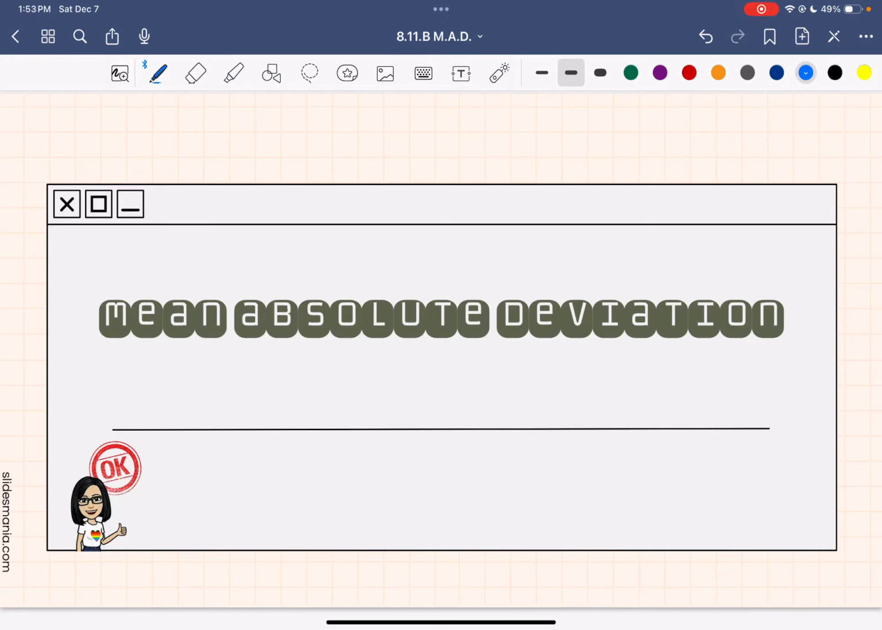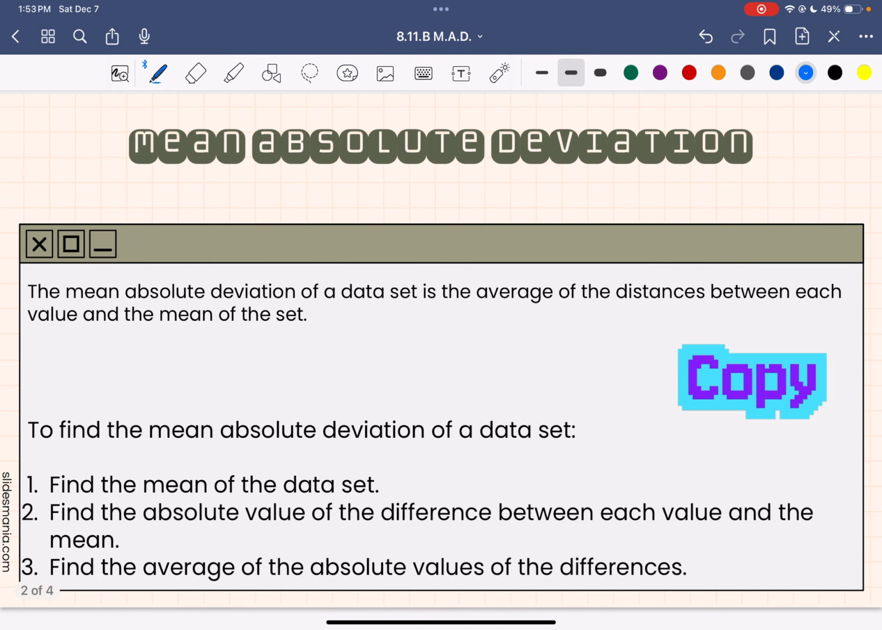Hey, welcome back, guys. In this video, we're going to focus on mean absolute deviation. The mean absolute deviation of a data set is the average of the distances between each value and the mean of the set. I recommend you pause the video, copy down the steps below, and then we'll put it into practice.